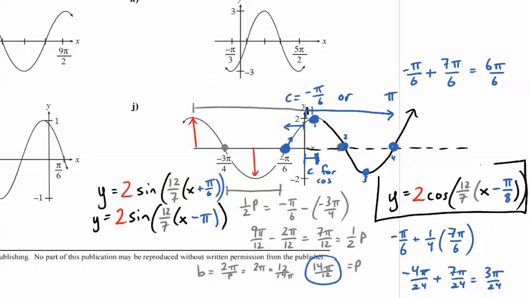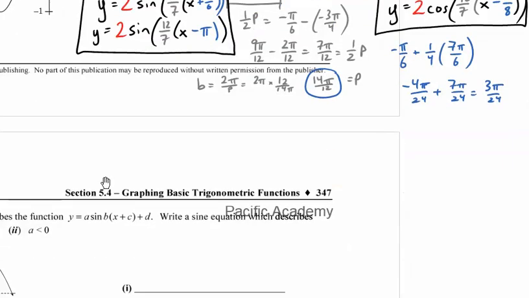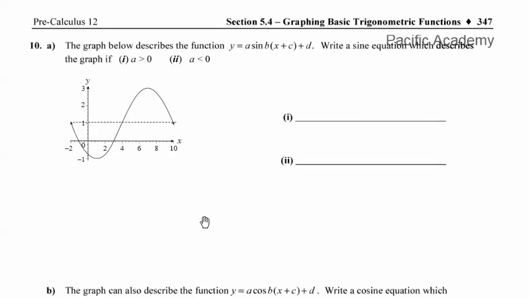And there's actually infinitely many different equations that you could write, all with the same amplitude, the same period, but different values for c. Now in question 10, it's telling us to use a sine graph, and wanting us to do this in 2 ways.